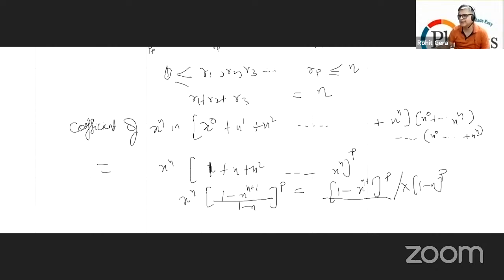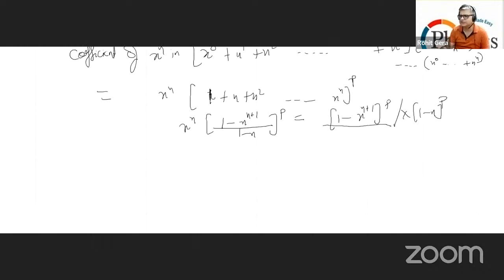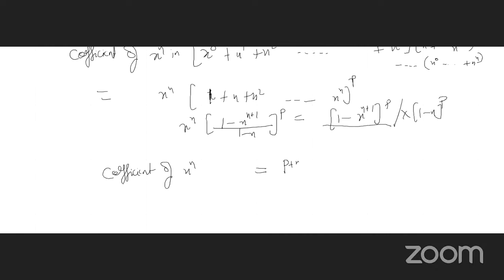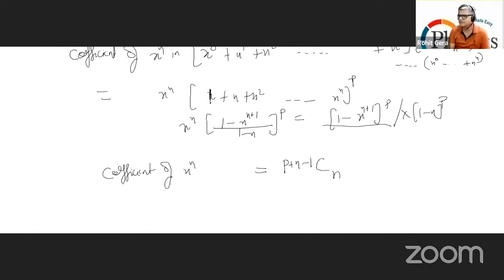So neglecting terms of higher power, the coefficient of x raised to power n comes out to be the coefficient of... The proof is also not in the course because we don't know enough yet. It is n plus p minus 1 choose n. It comes from the binomial, which we will have to do in the course anyway, but we'll have to do it to understand.